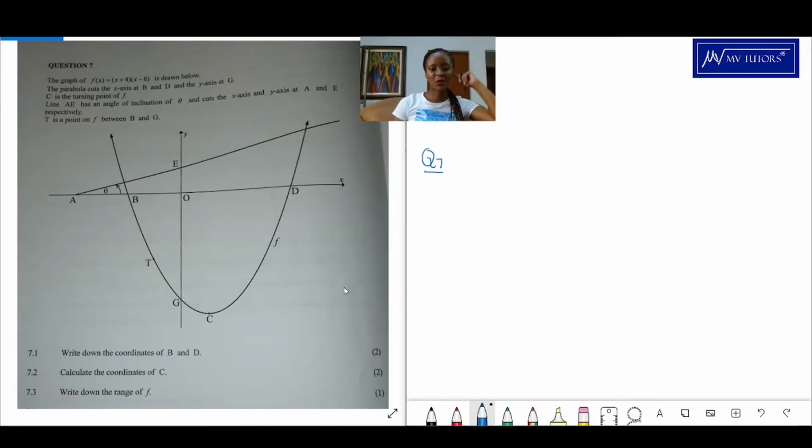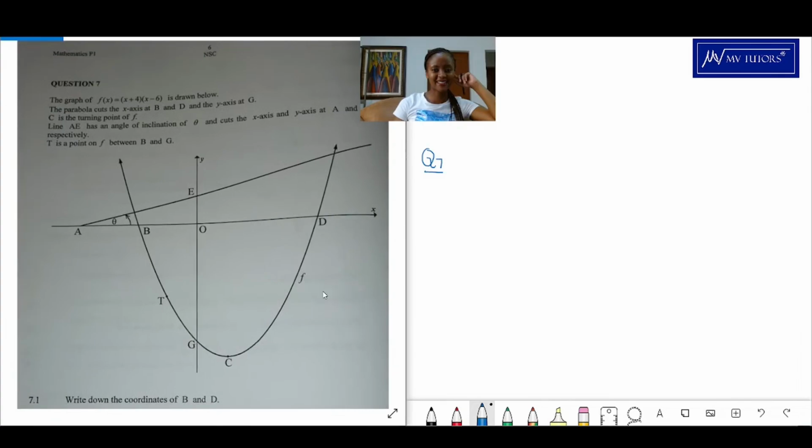Okay, so what do they want from us? The graph of f(x) is drawn below. We can see it's a parabola and they've given us the equation. They say the parabola cuts the x-axis at B and D, so those are your x-intercepts, and the y-axis at G, so that is your y-intercept. C is the turning point of f.